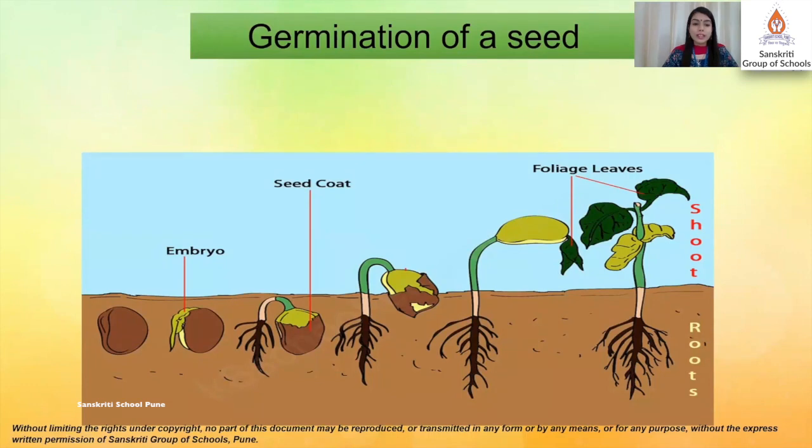Now you can see in the third picture, the root has grown a bit and the seed coat starts to fall. That is a covering which protects the seed. So now the seed coat starts falling off and the roots start to grow even more to absorb even more water and minerals from the soil.